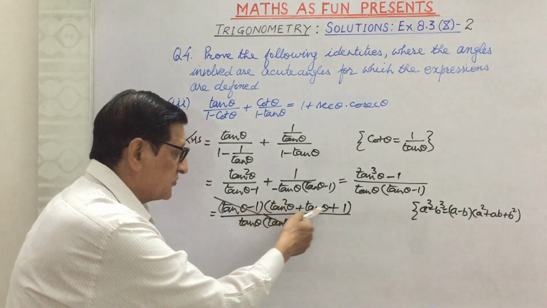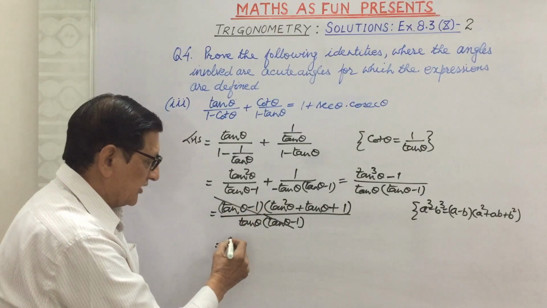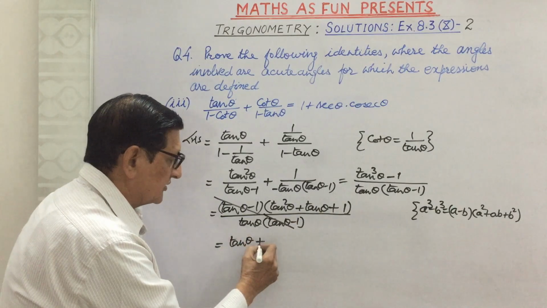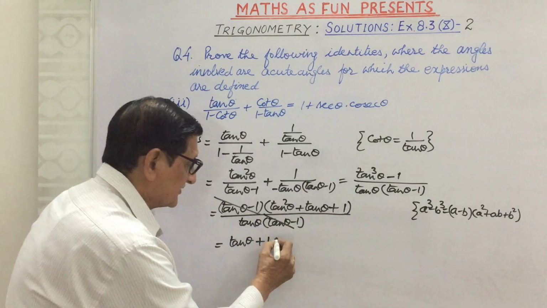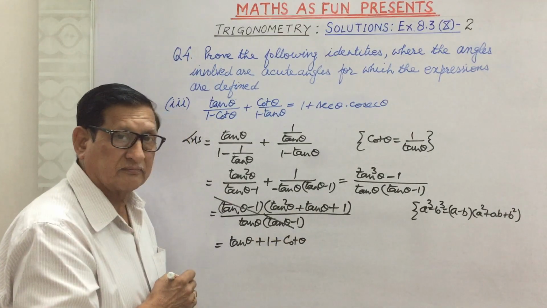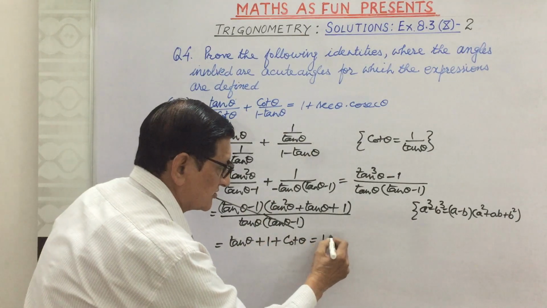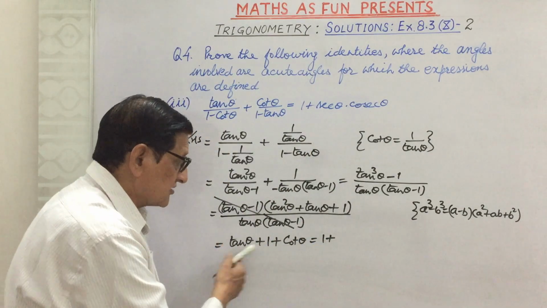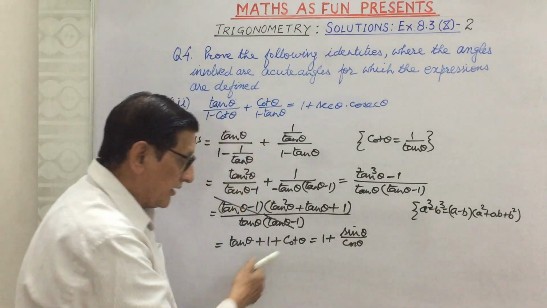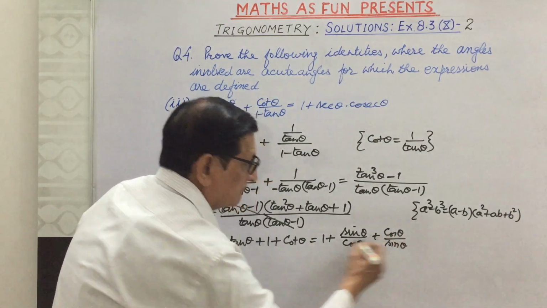And if we divide each part by tan theta here, we are getting tan square theta upon tan theta is tan theta, plus tan theta upon tan theta is 1, plus 1 upon tan theta is cot theta. Now look at the right hand side, we want 1 here, so 1 we will keep at first. Tan theta is sin theta upon cos theta, and cot theta is cos theta upon sin theta.